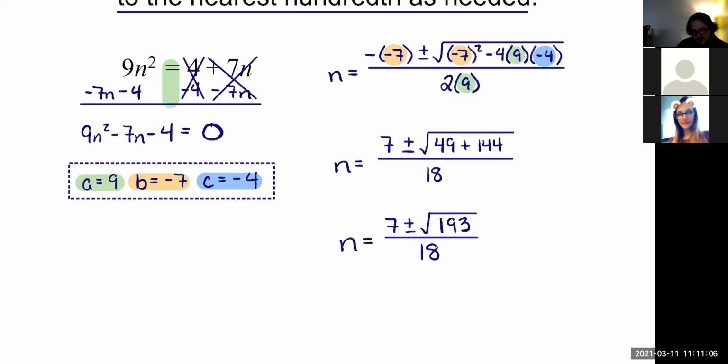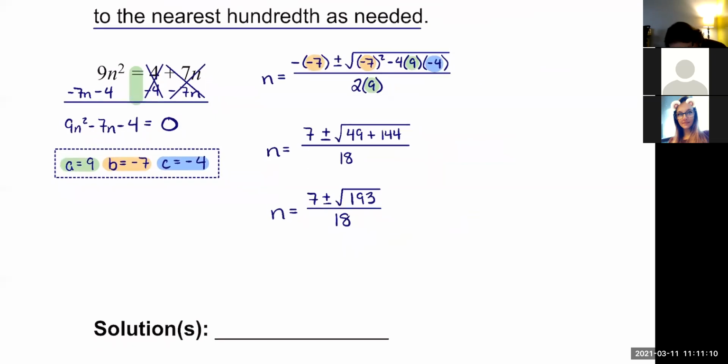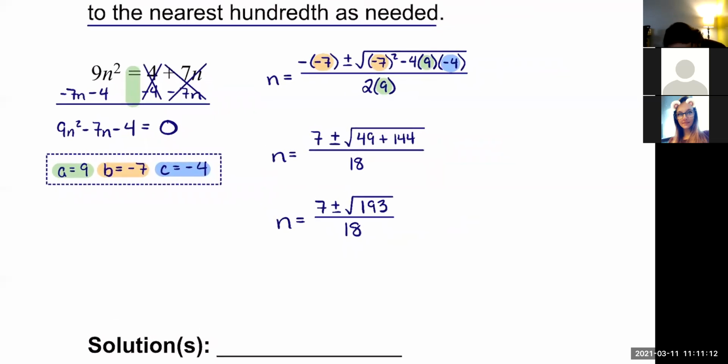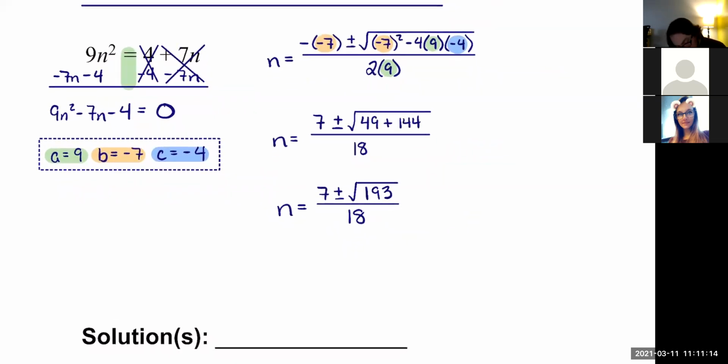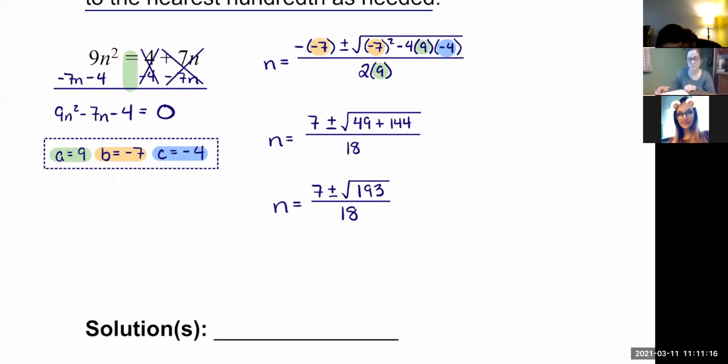So 7 plus or minus the square root of 193 over 18. It's at this point then, we need to know the approximate value for the square root of 193 because I don't recall that being on our list of perfect squares yesterday. So what is it approximately? Leanne, I heard you saying 13 point something. 892.